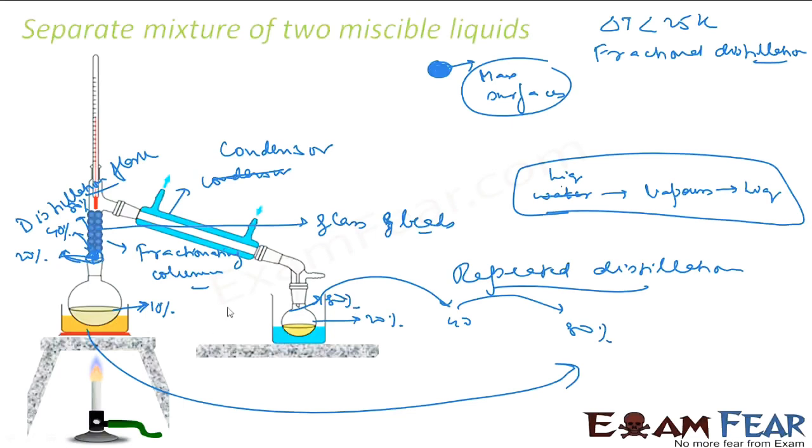Understand? If you want to make it 100% pure, in the first step you get only 20%. The same process once again gives you 40%, then 80%. But in this case you already have 20% pure, so instead of collecting it here and doing it again, you put a bead here. Whatever liquid you collect here gets collected on the beads, and since it is already hot, the same process continues.